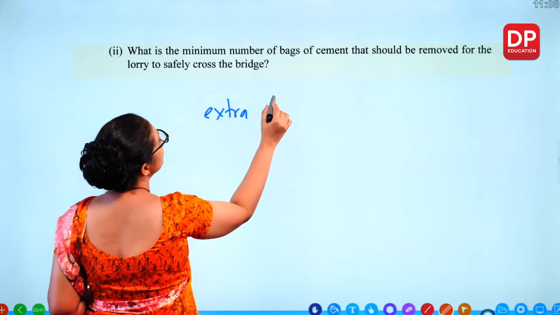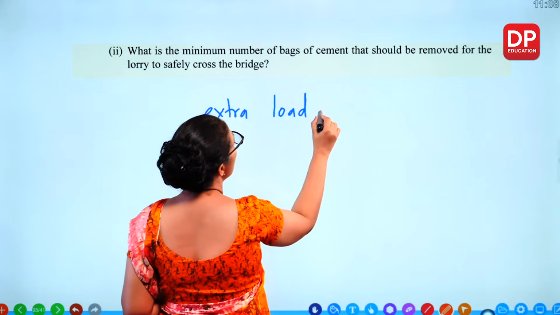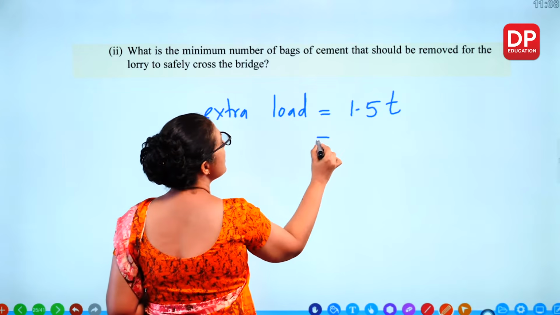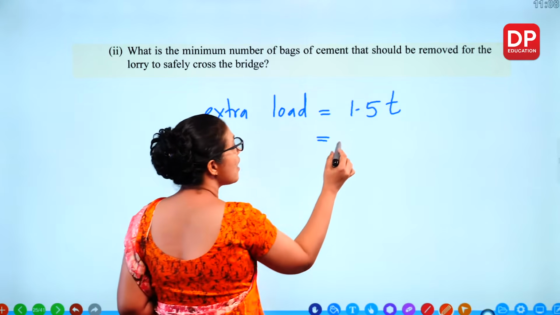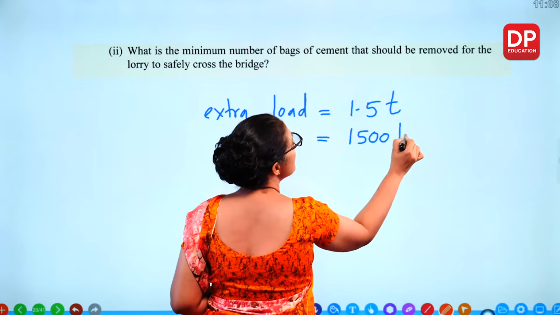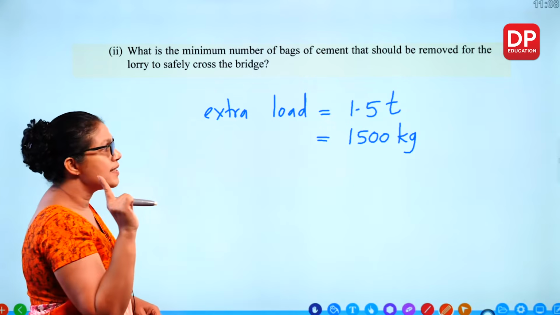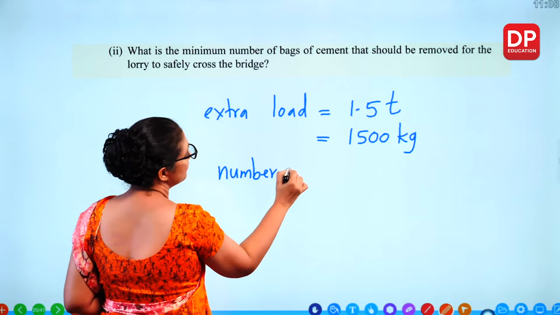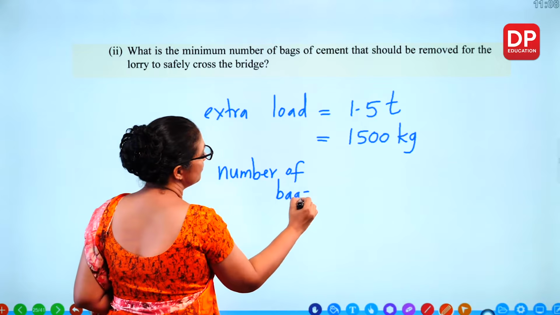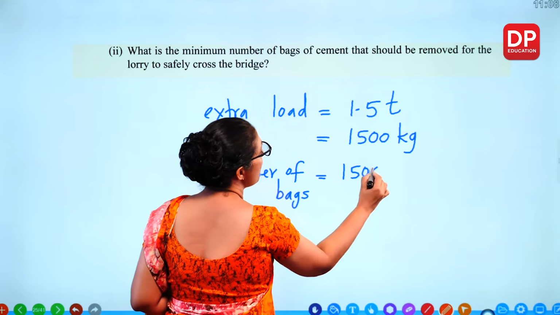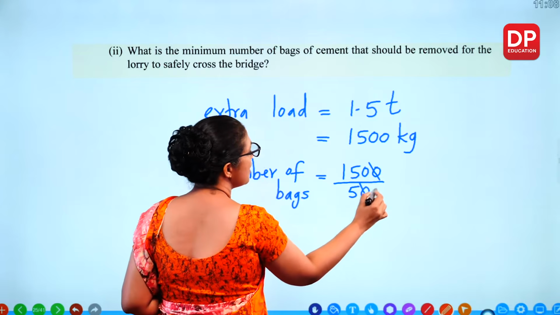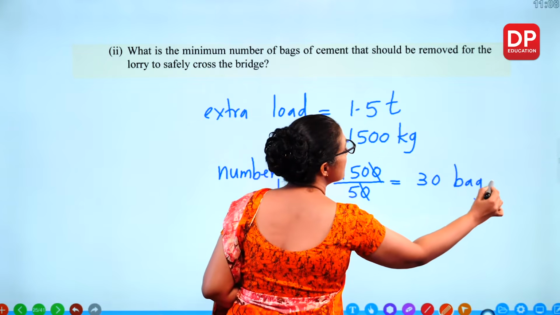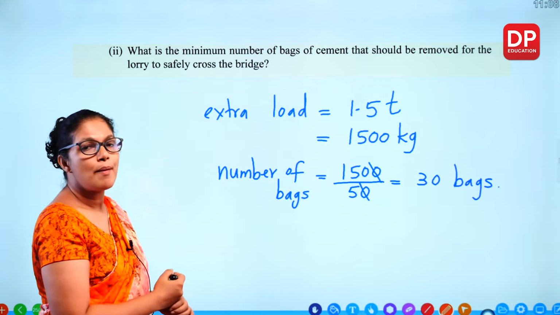Extra load is 1.5 ton. So in kilograms, you multiply by 1000, 1500 kg. One bag is 50 kilos. So number of bags is equal to 1500 divided by 50. 5 times 3. So you can take 30 bags.